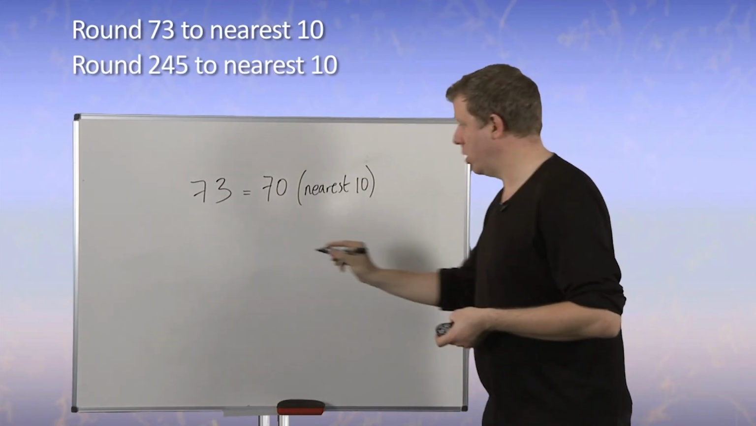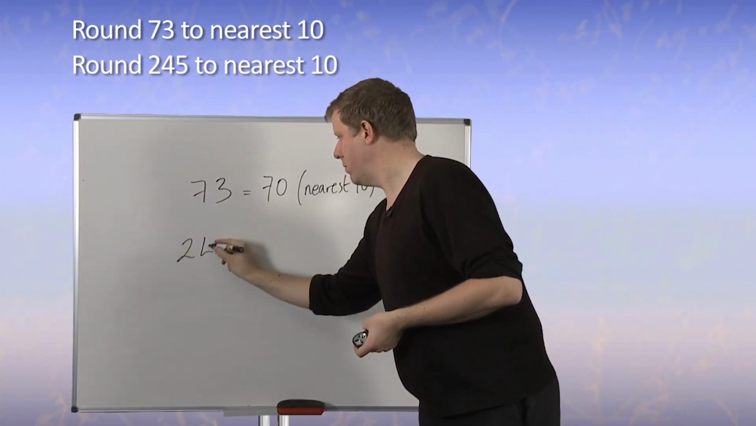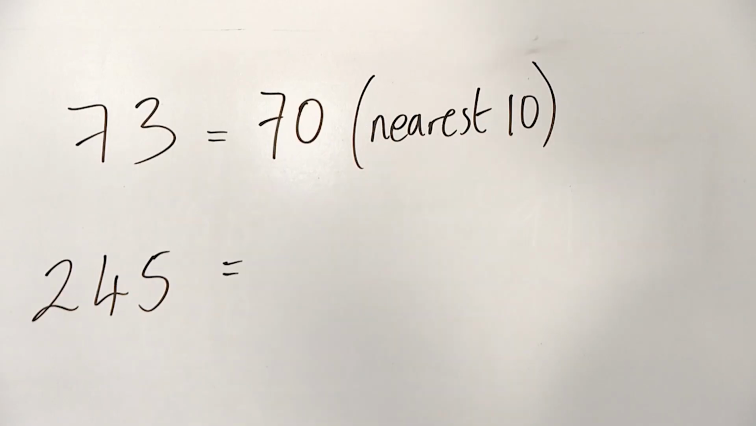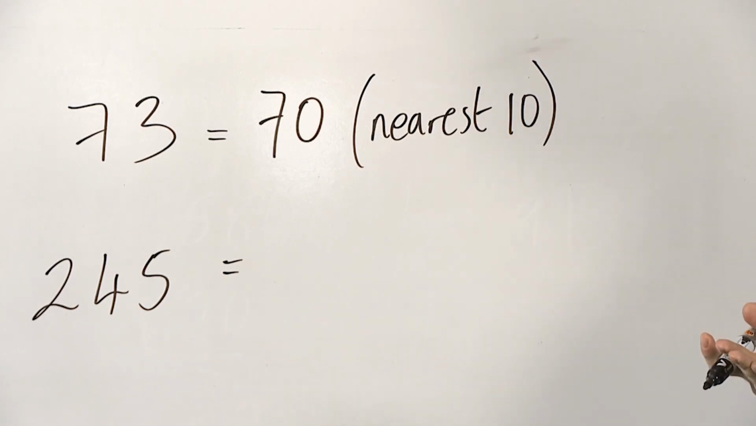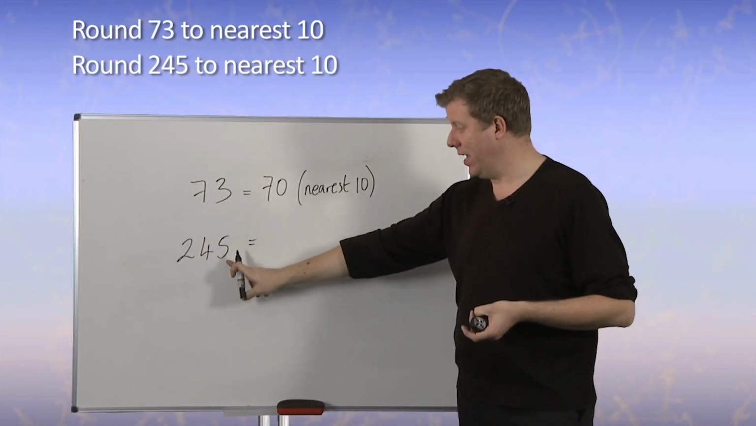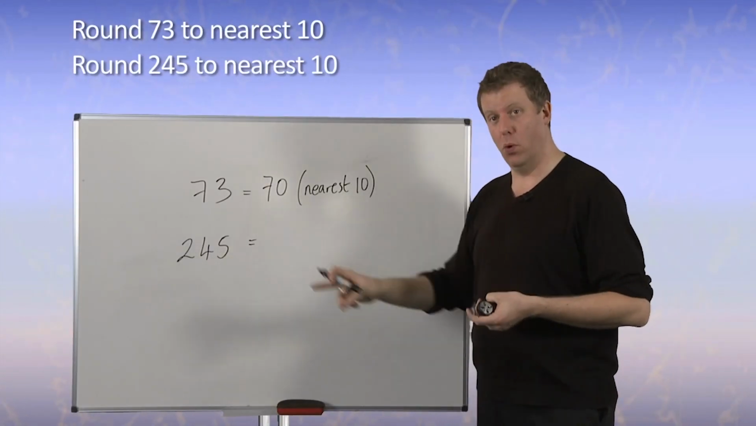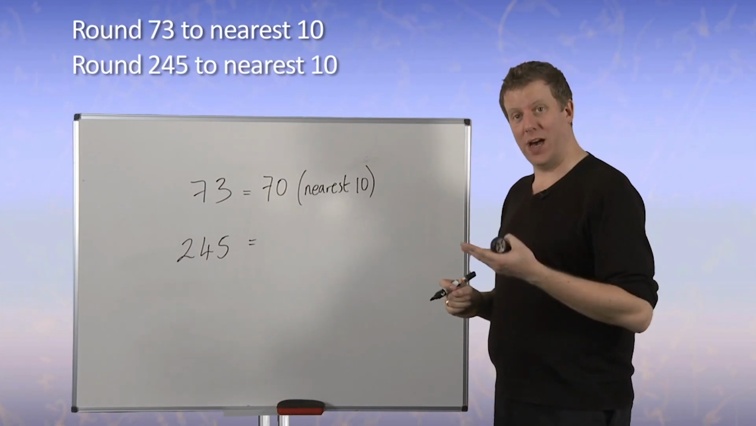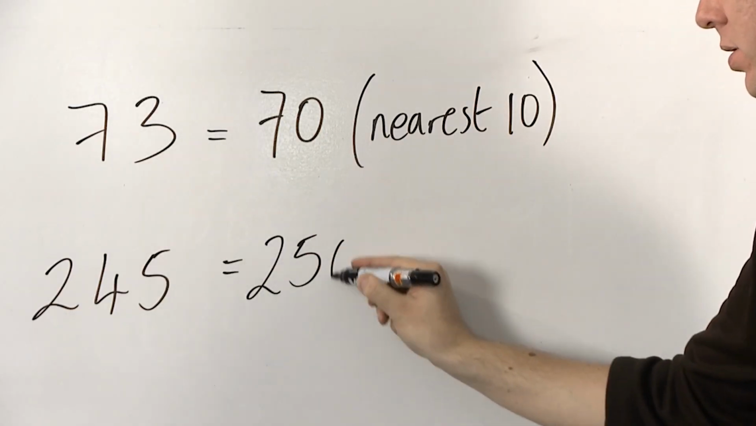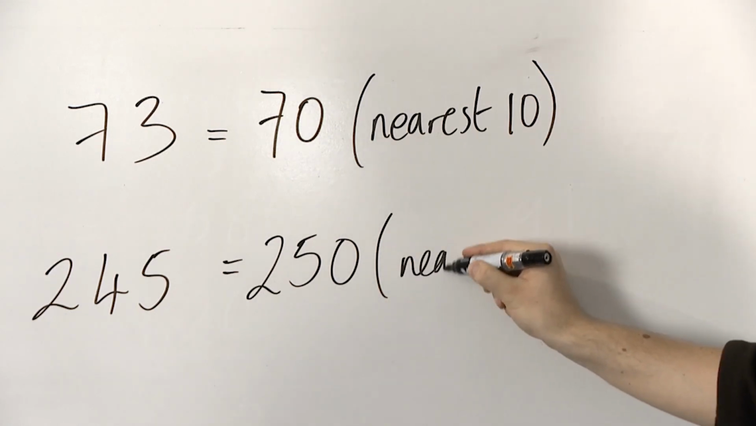Now when it comes to 245, slightly different, because now that's bang in between 240 and 250. And this is where the first most important rule we use comes in. And that is that if the number here on the end is 5 or more, we always round up. So in other words, we're going to say we would round that up to 250, to the nearest 10.